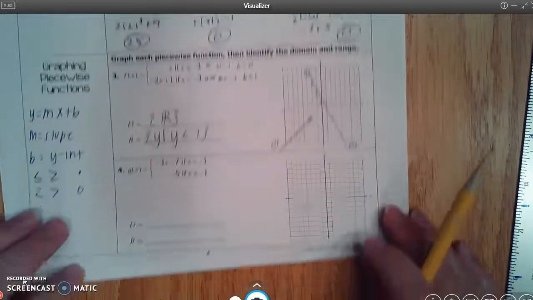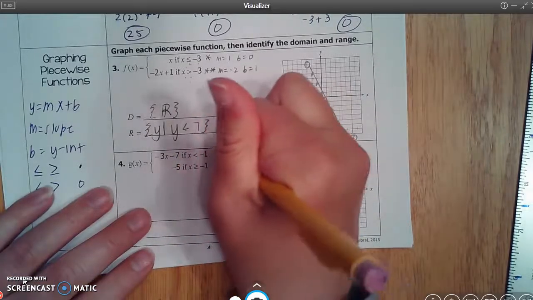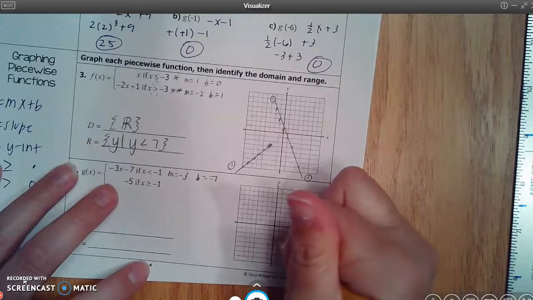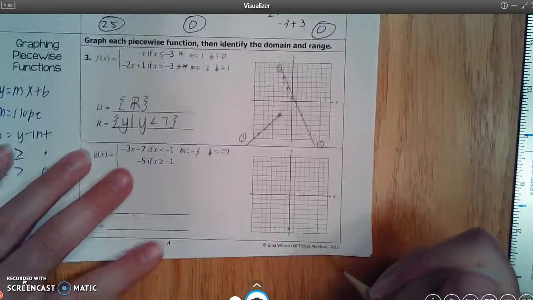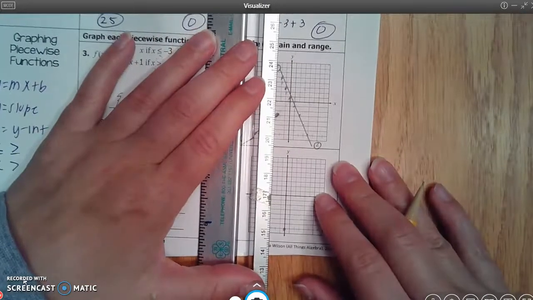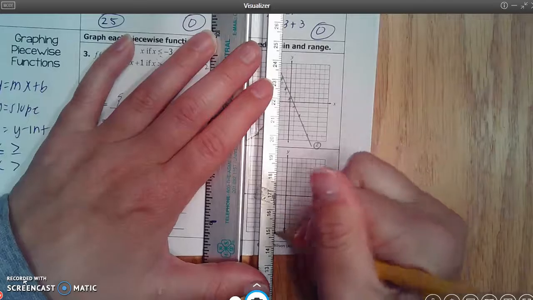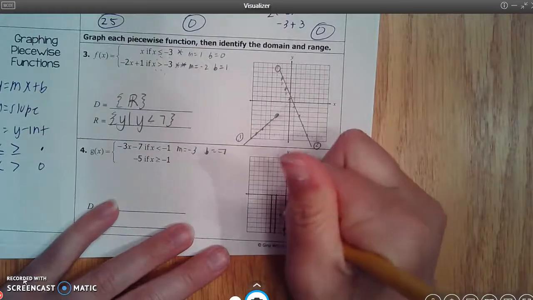All right, let's try this again. So for this one, for line 1, my slope is -3 and my b is -7. So 1, 2, 3, 4, 5, 6, 7. My slope is -3, so I'm going to go down 3 to the right 1, but since I don't have room, I'm going to go up 3 to the left 1.